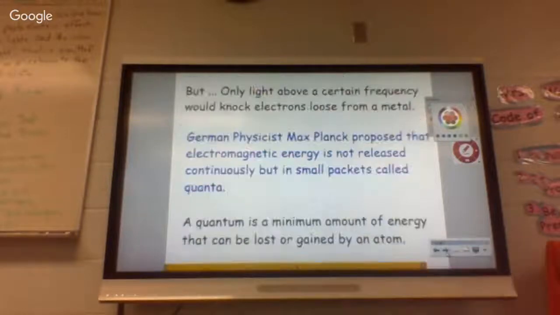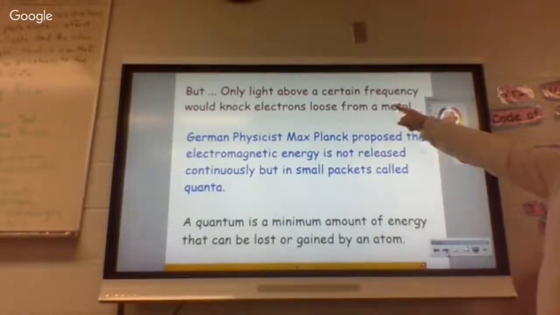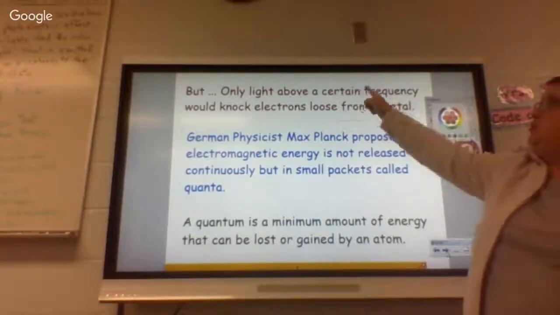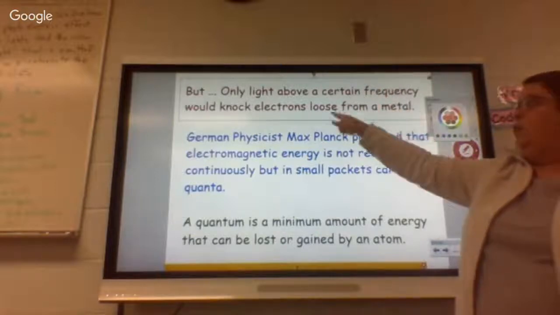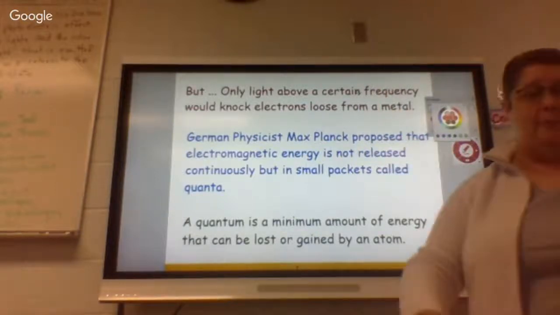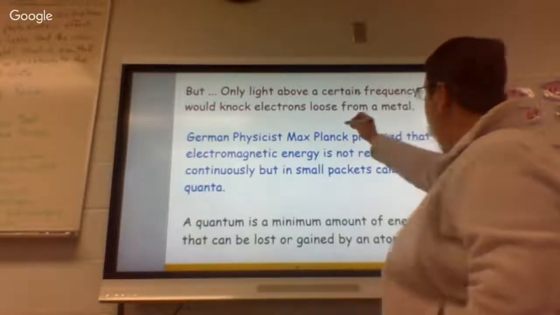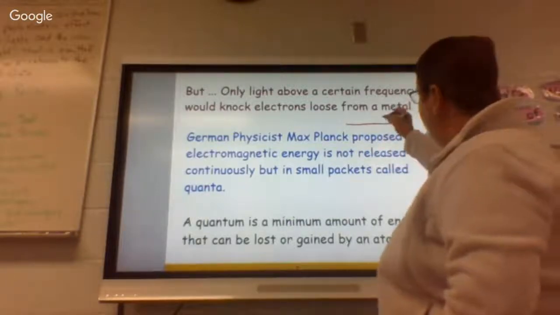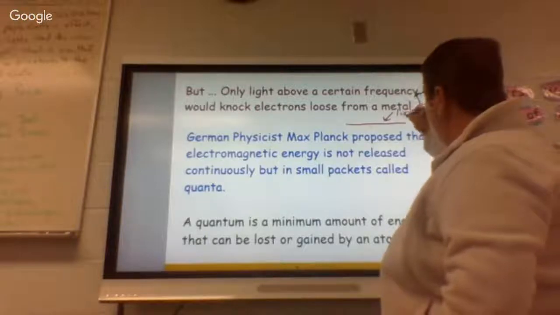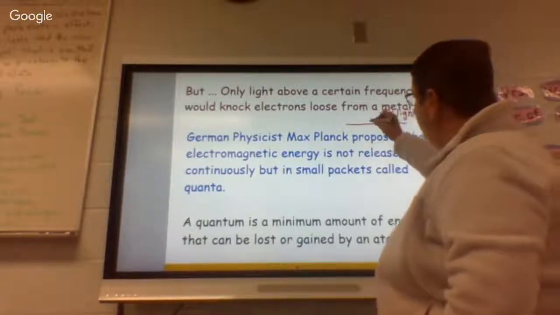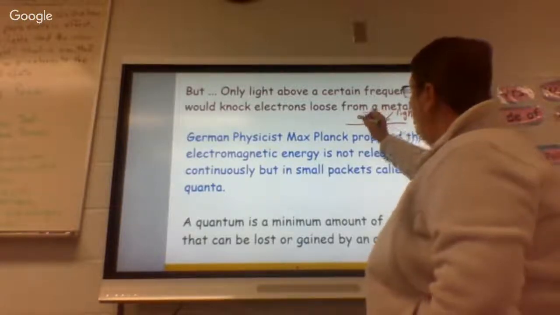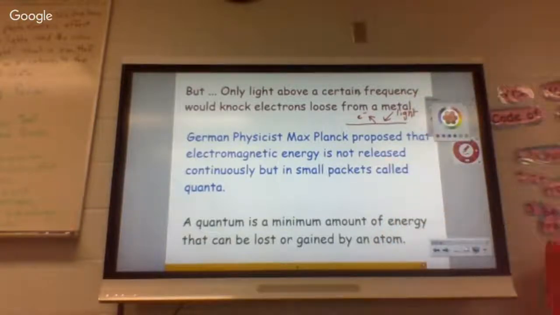Okay. So, Max Planck tried to explain this. They knew that only certain frequencies would eject electrons. So you've got a metal. Let's just say it's aluminum foil. Y'all can all relate to aluminum foil. Okay? Light is shining down on the metal, right? And an electron is being ejected. But only certain frequencies of light are causing that to happen.